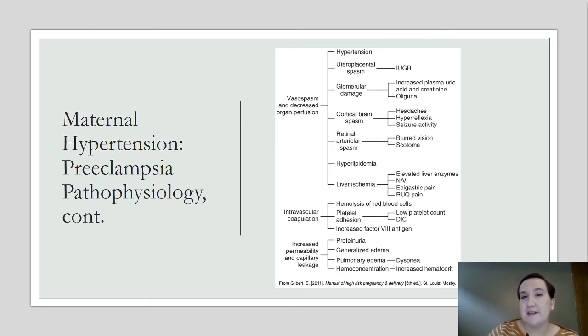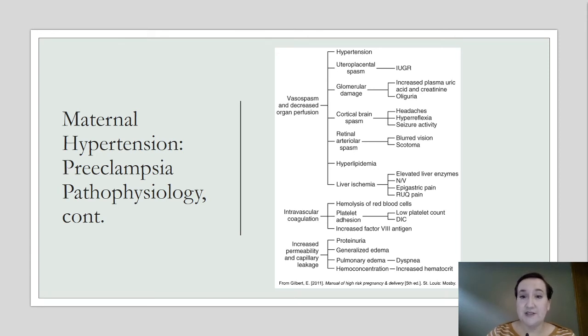Cortical brain spasm, so that's reflected as headaches and hyperreflexia. We haven't even talked about that yet. That is also huge, and potentially, if it goes untreated, seizure activity. Right upper gastric pain, that's also going to be a big indicator, or epigastric pain if mothers complain about that in the presence of an elevated blood pressure.